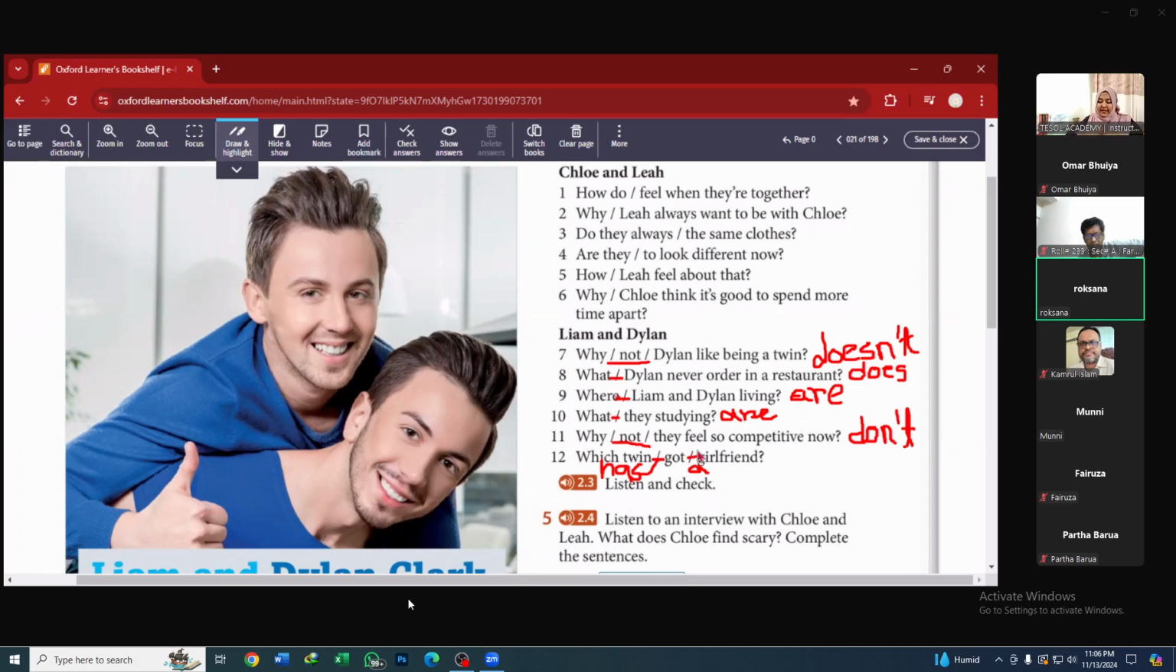Yes, ma'am. People see identical twins as special. They don't see the difference. What's the difference? Exactly. Everyone doesn't see what's special about them. Right. Very good, Miss Ria. Well done. Okay, number 8, Miss Munni.